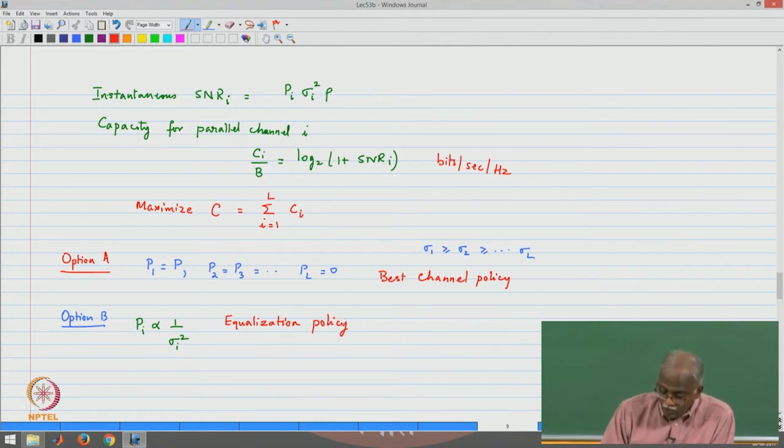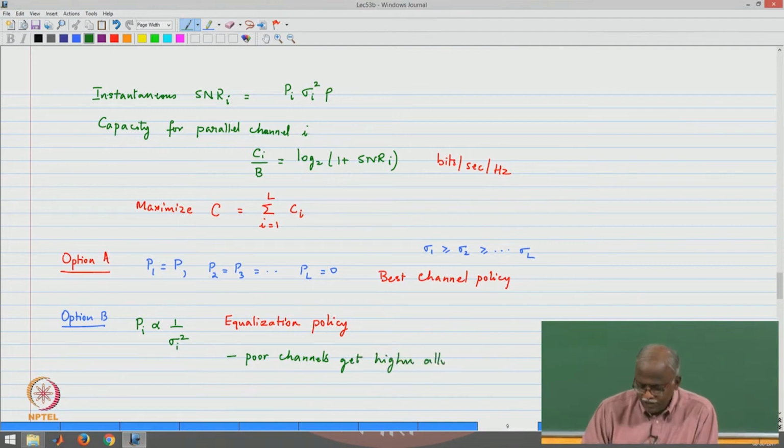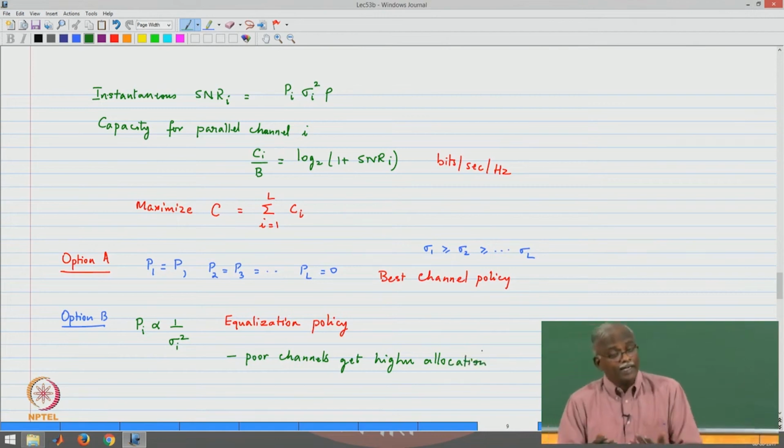The key point to note is that the poor channels, that is the not so good quality channels, get more power allocation, get higher allocation of power. Now, is that a good strategy or a not so good one? That we will have to analyze and understand.